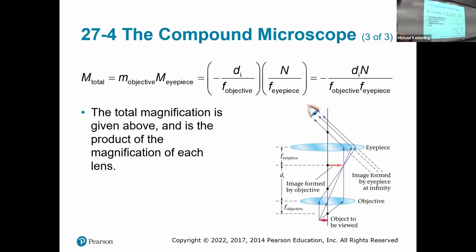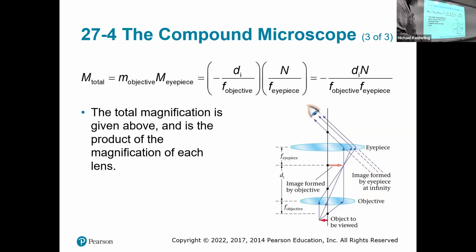So this is sort of the setup. You have an eyepiece. You have an image being formed by the eyepiece at infinity. You have an image formed by the objective, which is then turned into the object for the eyepiece. And you have the object down here. So the objective creates an image, then that image is used as the object for the next lens. And the total magnification is the multiplication of those two, which is di times n, your near point length, over the focal length of the objective times the focal length of the eyepiece.